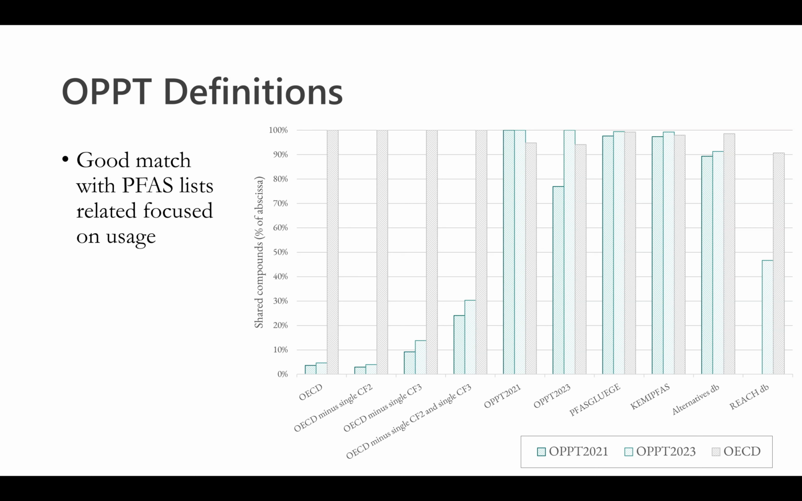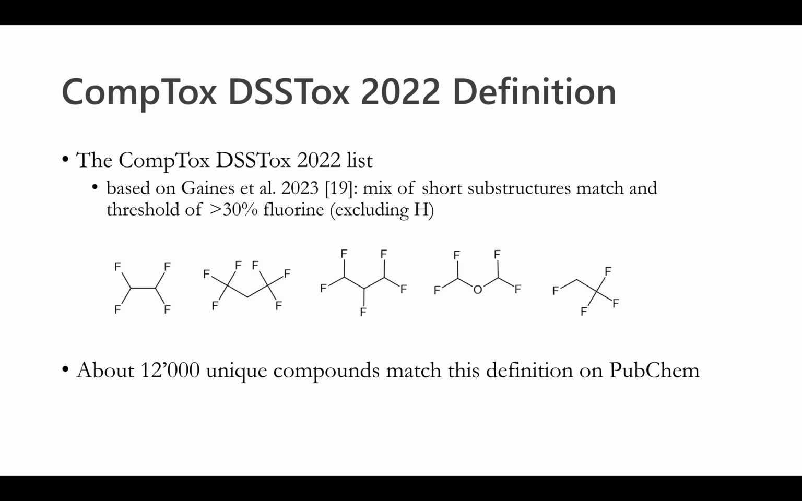The OPPT lists match most of the lists called here PFAS Kluge, Chemi and Alternative DB, which are lists containing PFAS in use in specific sectors. And the last one, Rich DB, contains compounds registered in the European Union and having at least one CF2. I will come back to this list later on.